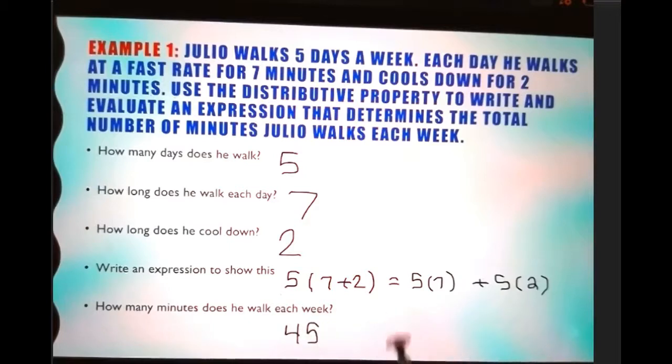So how many minutes does he walk each week? He walks 45 minutes per week. That's like nothing. You guys walk probably more than that in the hallways. Yes, Miss Abby. There you go, right here. 7 plus 2 becomes 9. And 5 times 9 becomes 45.